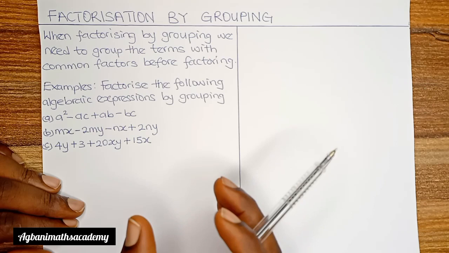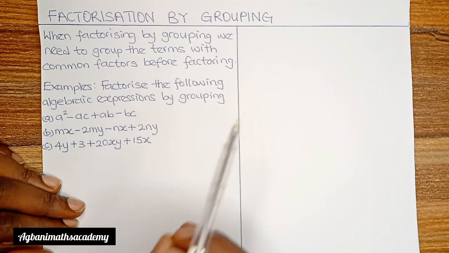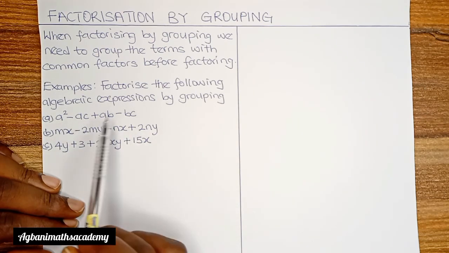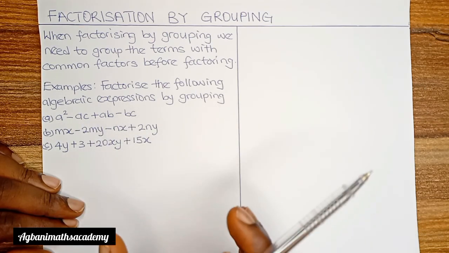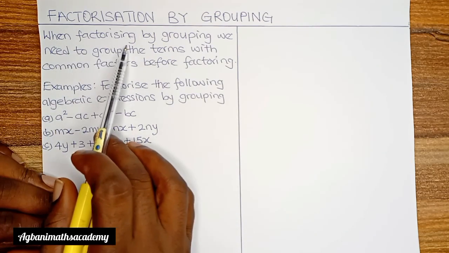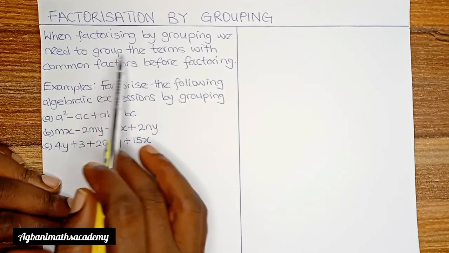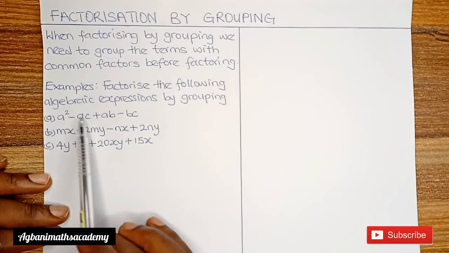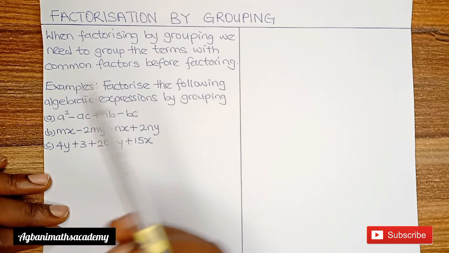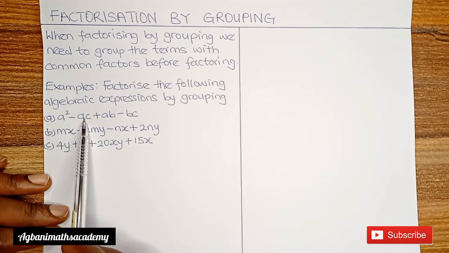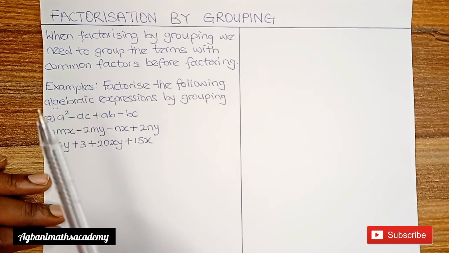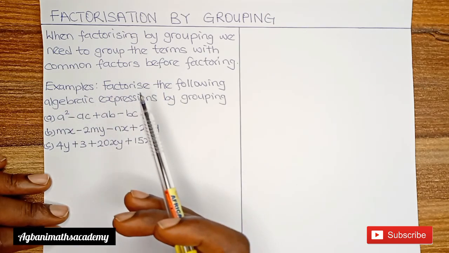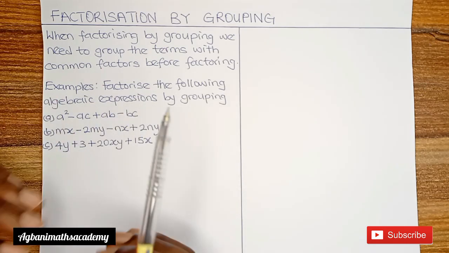So for us to factorize it, we can only factorize by grouping them into two. So this and this becomes one group, this and this becomes one group. When factorizing by grouping, we need to group the terms with common factors before factorizing. So we have four terms here. Before we start, we need to check the two terms that are close to each other. Do they have common factors? If they don't, then the first thing we need to do is rearrange the grouping.